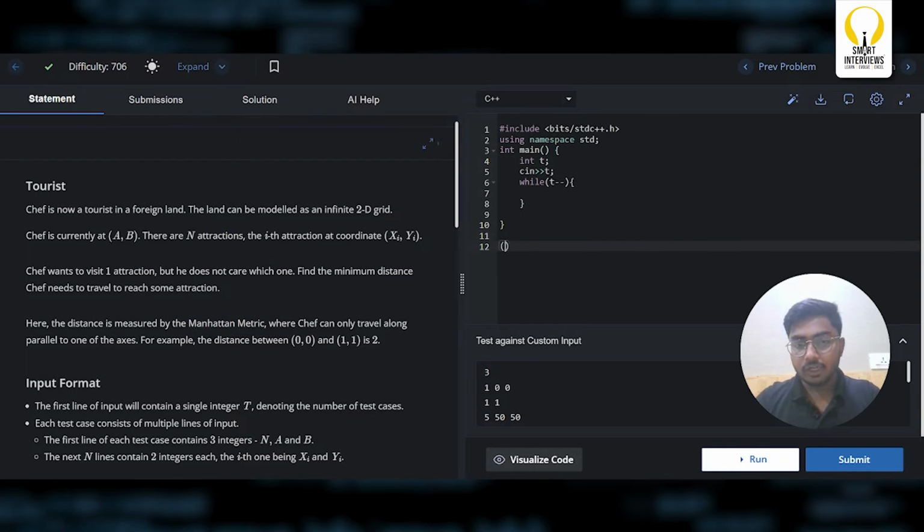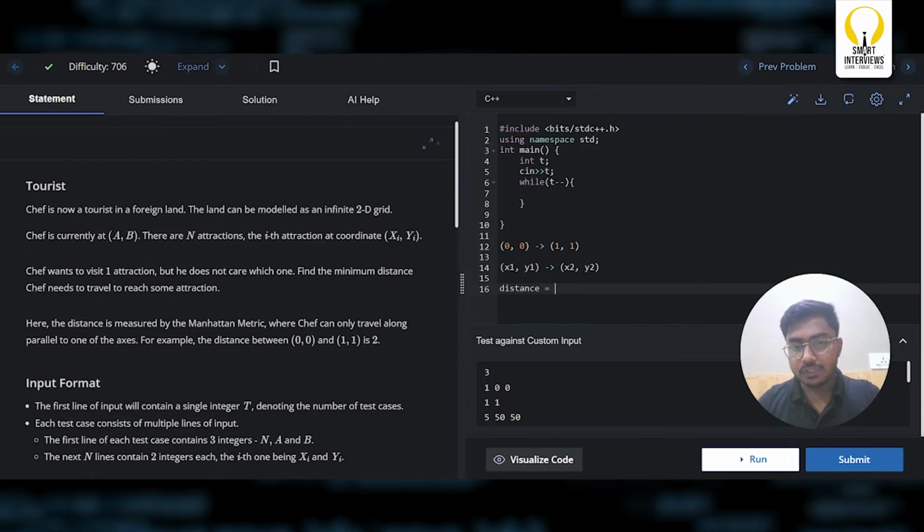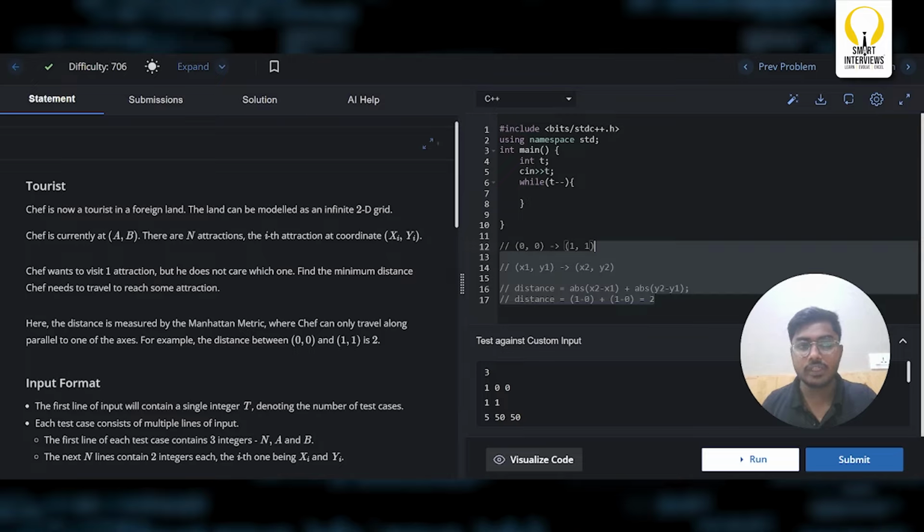So let me tell you what the Manhattan metric is and how we find the distance. Let's say Chef is at 0, 0 and the attraction is at 1, 1. If I take Chef as x1, y1 and the attraction as x2, y2, the distance using the Manhattan metric is the absolute of x2 minus x1 plus the absolute of y2 minus y1. If you apply this to the above example, the distance is 1 minus 0 plus 1 minus 0, which is going to be 2. So this is how we find the distance between any two coordinates using the Manhattan metric.